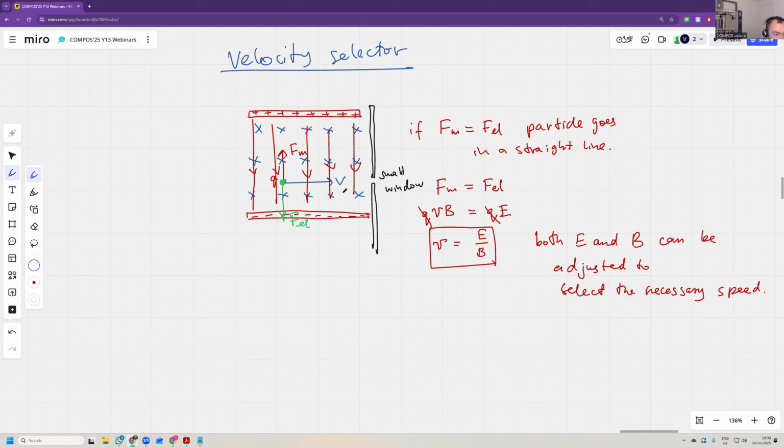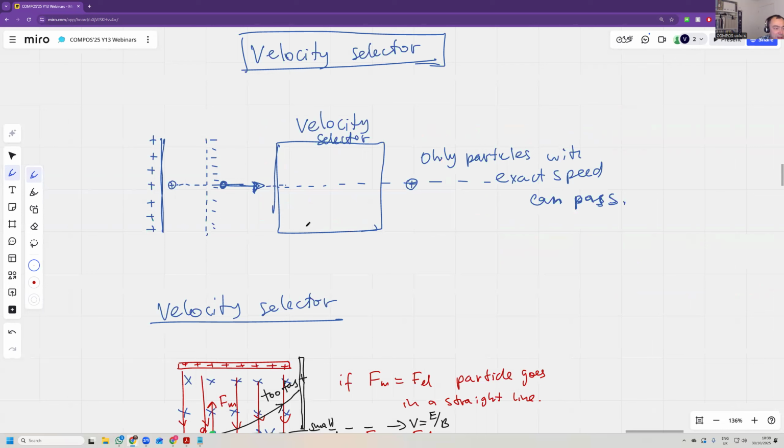So if a particle has exact velocity, it goes through the window. Speed is exactly E divided by B. If it's too fast, it will be deflected upwards because the magnetic force will be bigger. And if it's too slow, it will be deflected downwards and it will hit this barrier. So that's how a velocity selector works.